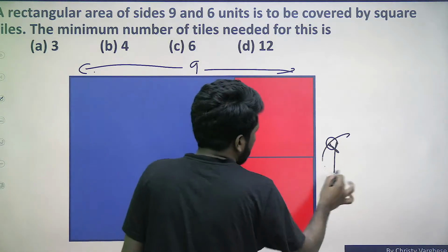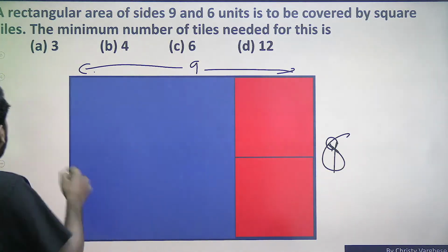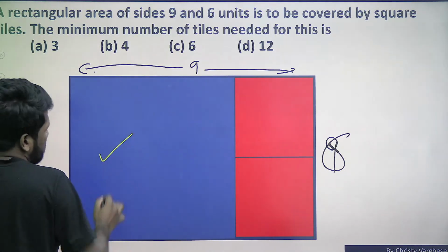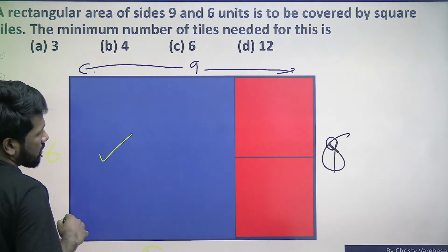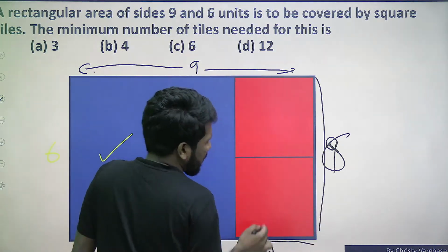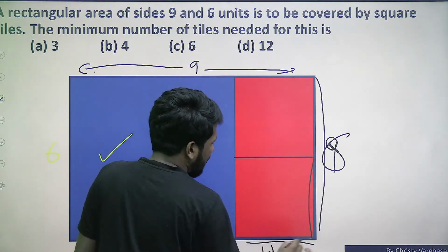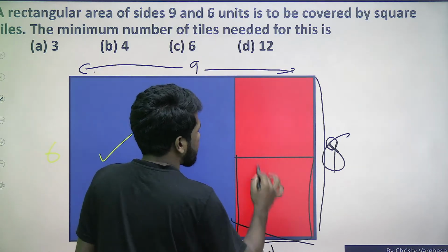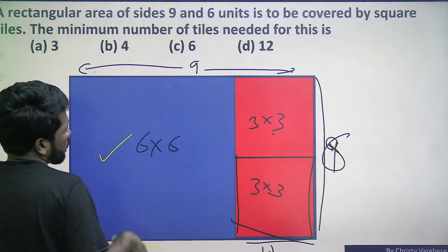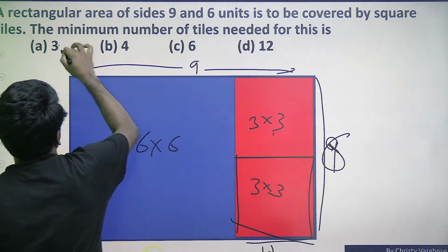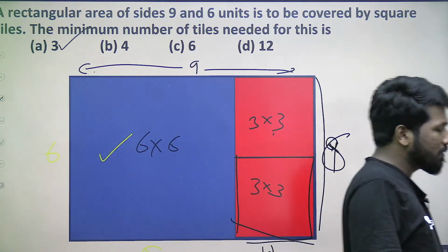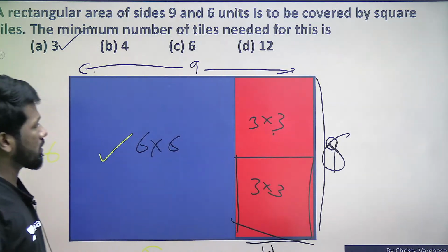This is 9, this is 6, so what is the maximum possible square you can keep first? The maximum possible square is 6 by 6. Then what is remaining? 3 here and 6 here. So 3 by 6 means 2 tiles of 3 by 3 can be placed here. So 6 by 6 tile 1, 3 by 3 tiles 2, total 3 will be the answer. All of you got it now, same as the previous question, so I am not explaining much. And it was easier also because it is a smaller area.